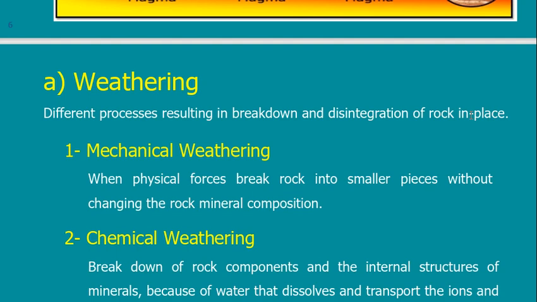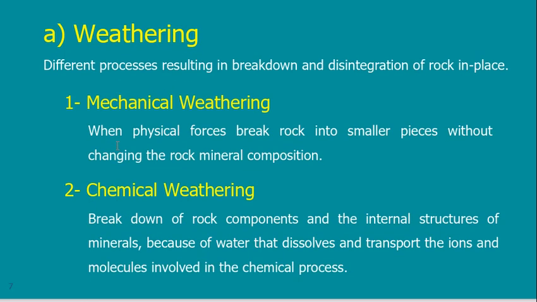What happens? It disintegrated. The inner constituent of this material vanished. So this is what we call weathering: change due to breakdown and disintegration of the material, but in place. There are two types of weathering. It's either mechanical weathering or chemical weathering.